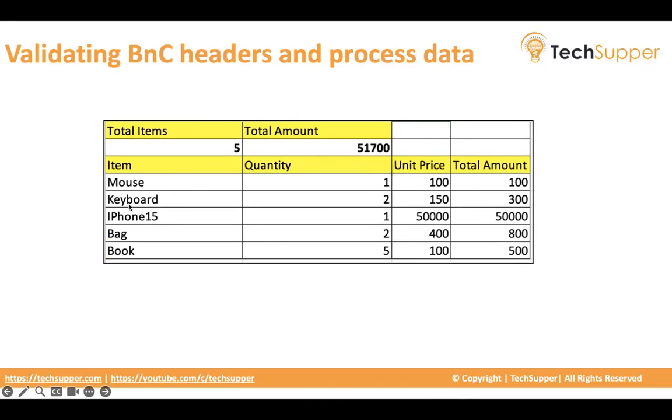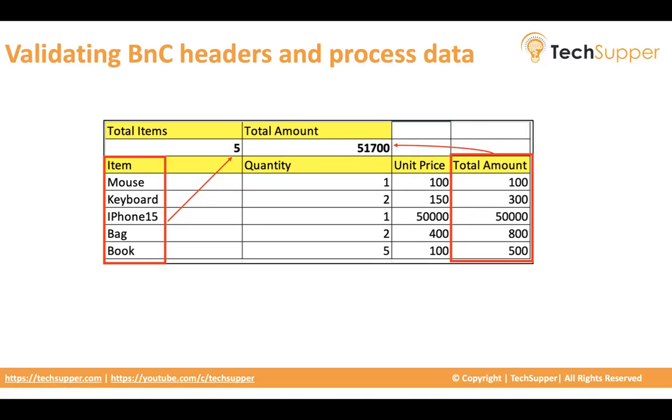So if you see here, we have a total of 5 items, which is matching with this. And then the total amount must match with this. If this total item matches with this number and the total amount matches with this number, then only process this record. Otherwise, send a notification or move this file to an invalid folder so that you can correct this file and then reprocess it further.